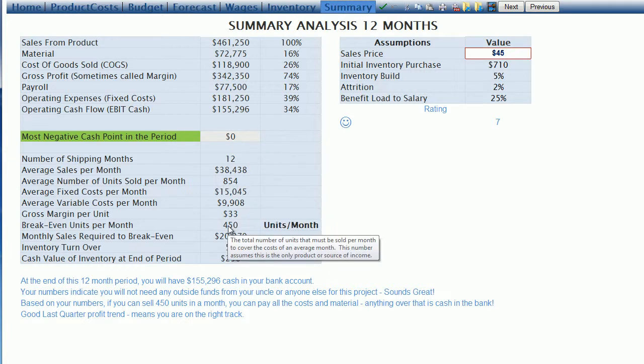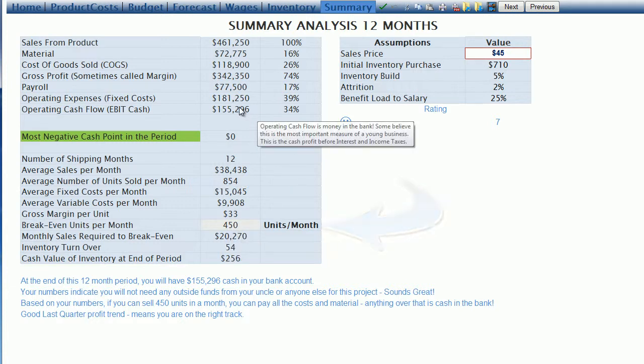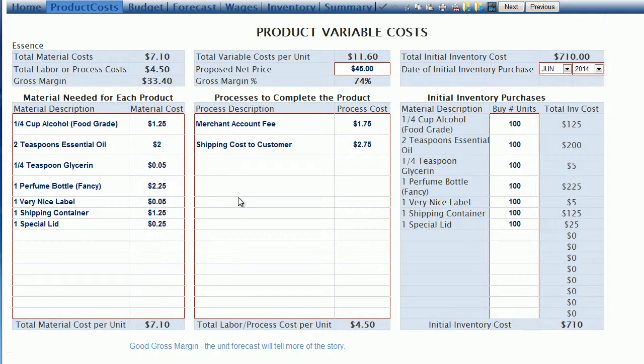Some of the more important lines for you to be aware of in the beginning is the break-even, which means how many units do you have to sell each month to pay the bills. The other line is the operating cash flow, how much cash is in the bank. Moving quickly, let's retrace some of your steps and see why our results are the way they are.